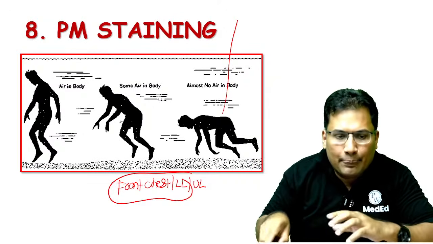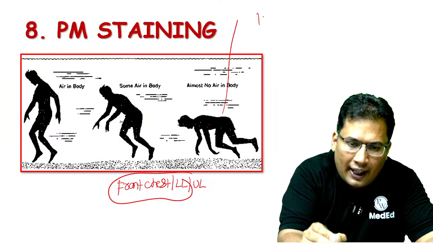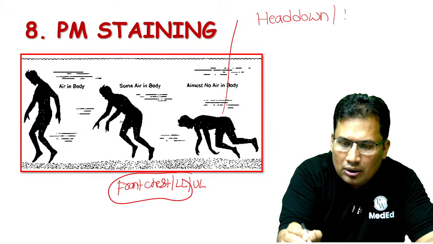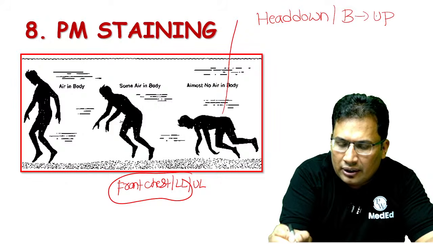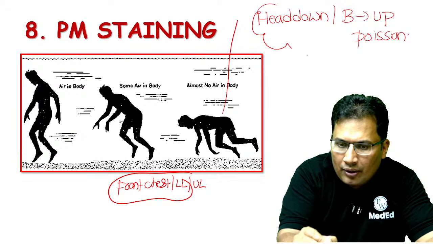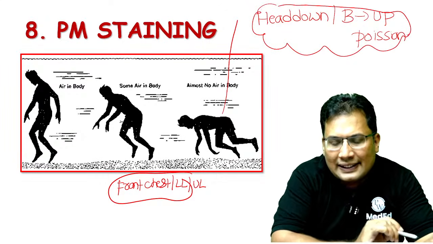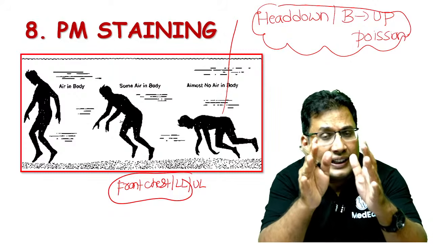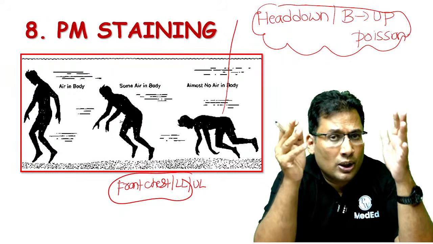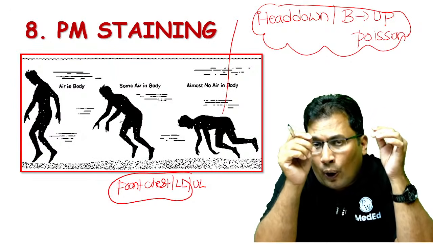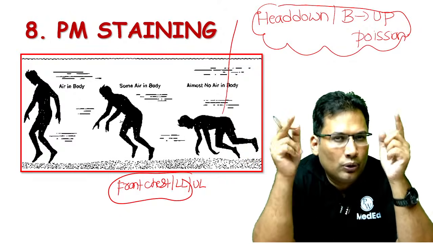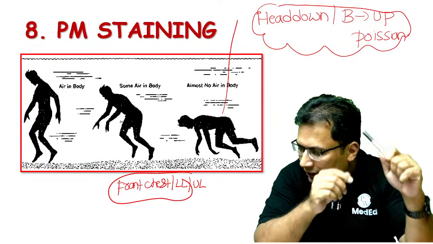So all of you just type in the chat box, head down, buttock up position. Okay? So try to memorize this. This is again asked in INI-CET, NEET PG and FMG exam. Common site of postmortem hypostasis in case of drowning. Remember, head down, buttock up position.